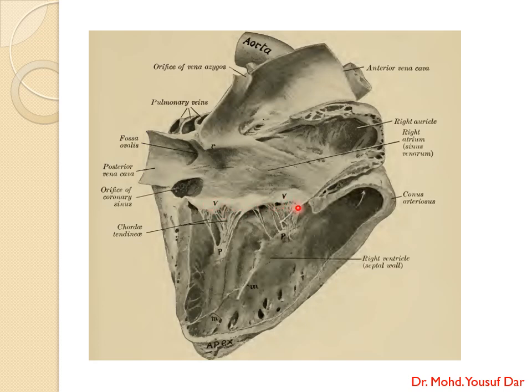Tricuspid valves are there. These are the valves, and these valves are connected with these fibrous cords known as chordae tendineae. And here there is a depression that is present on the interatrial septum. This is known as fossa ovalis.